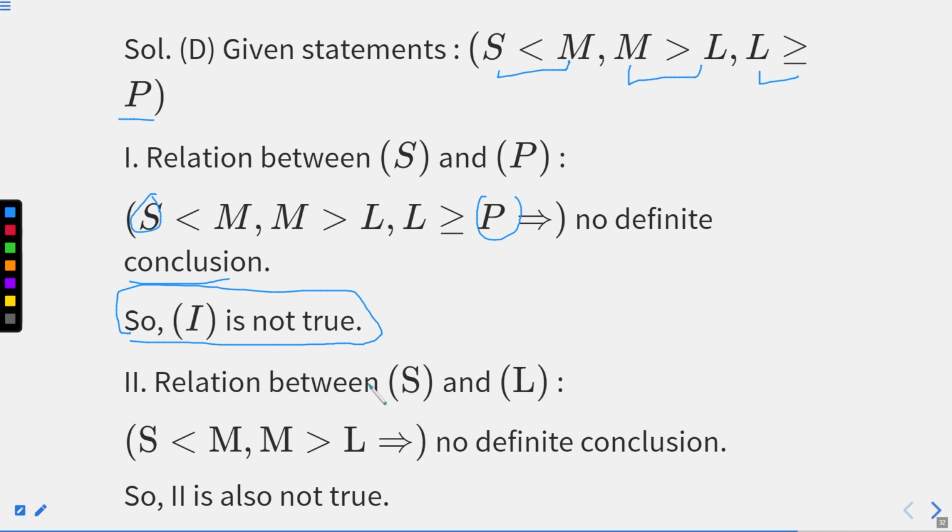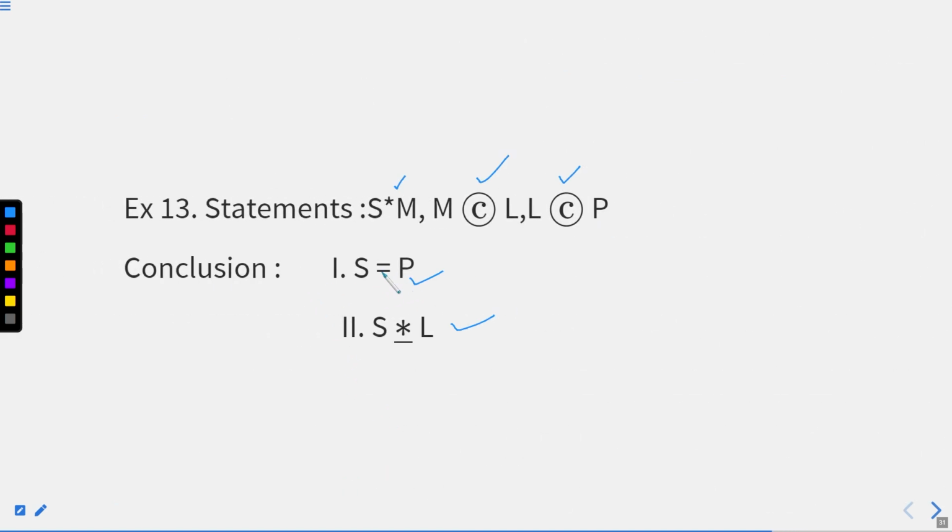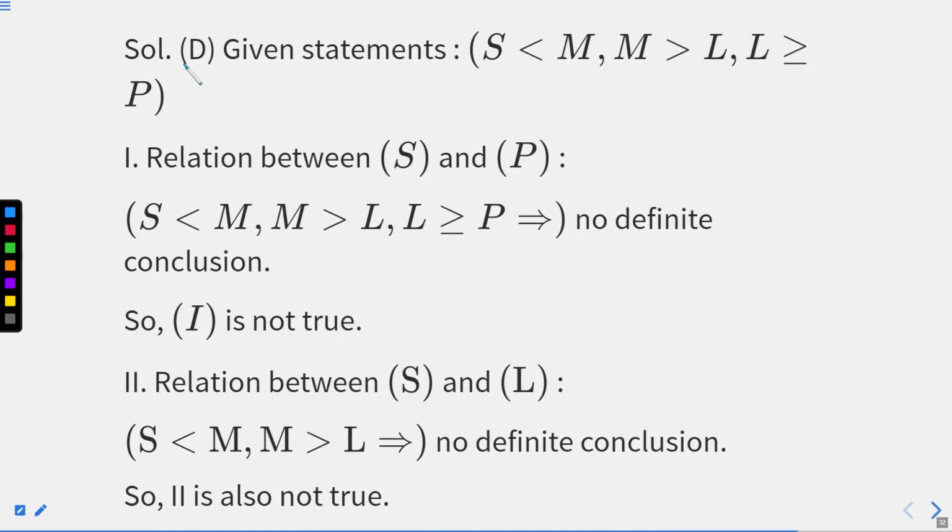And if we check conclusion number 2, that is the relation between S and L, we know that S is smaller than M and M is greater than L. Again, no definite conclusion. So conclusion 2 is also not following, right? So here both the statements do not follow. Statement 1 is not following, and statement 2 is also not following. So option D is going to be our answer here, which is neither statement 1 nor statement 2.